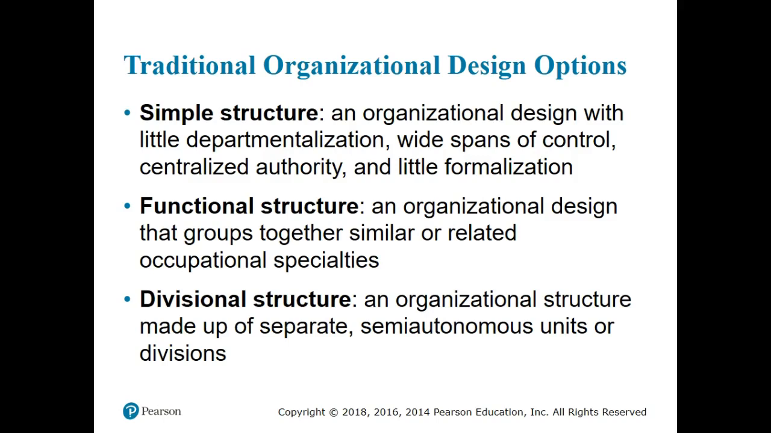So traditional organizational design options. You have the simple structure. That's an organizational design with little departmentalization, wide spans of control, centralized authority, and little formalization. Then you have the functional structure, and that's an organizational design that groups together similar or related occupational specialties. And then you have the divisional structure, and that's an organizational structure made up of separate semi-autonomous units or divisions.